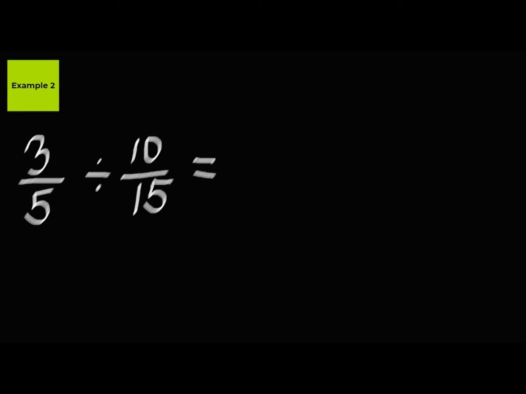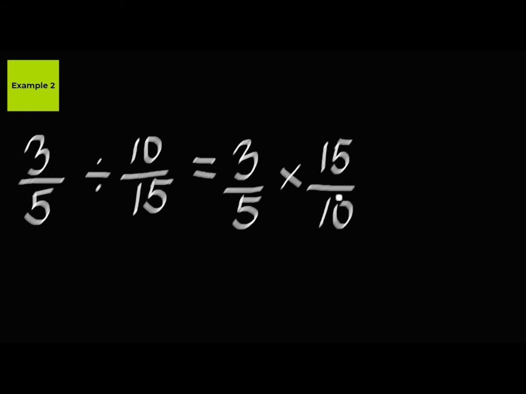3/5 divided by 10/15. Now, again, we will keep our first fraction. Then, proceed to multiplication and flip our divisor to get the reciprocal, 15/10. Now, we can multiply.